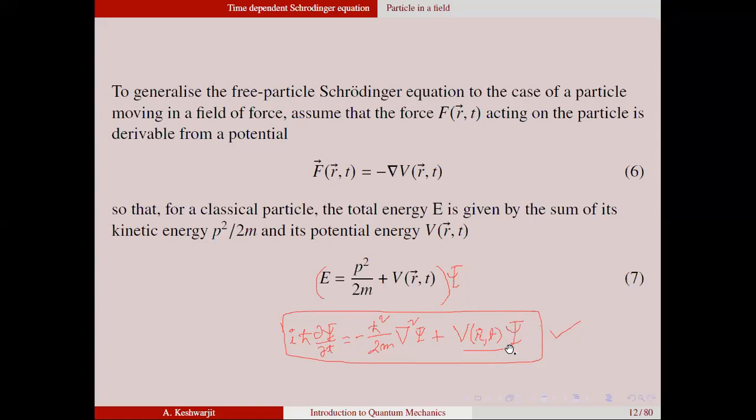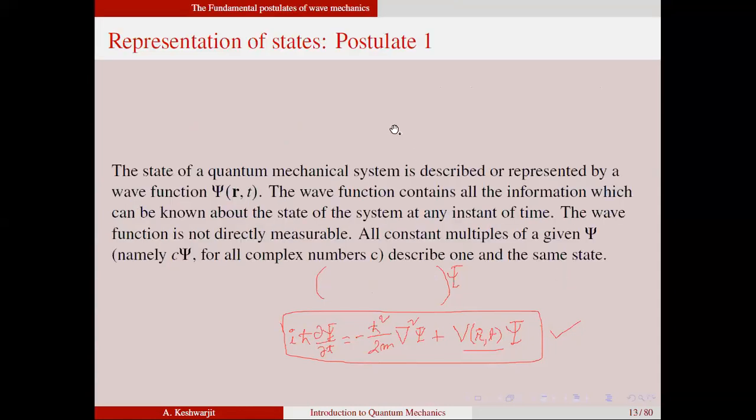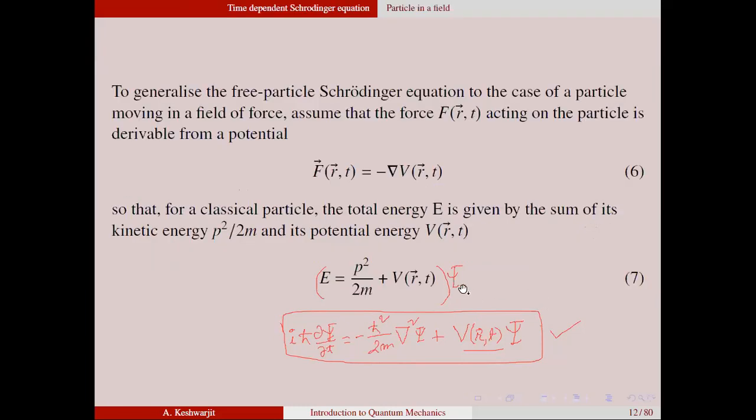The next point is postulate number 1. The state of a quantum mechanical system is described or represented by a wave function psi. The wave function contains all the information which can be known about the state of the system at any instant of time. So this psi contains all the information about the system.